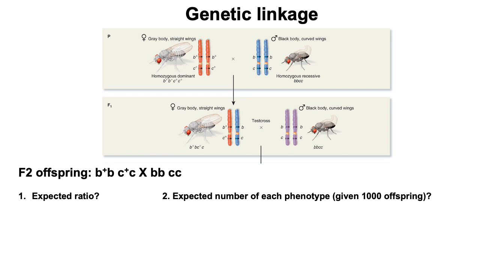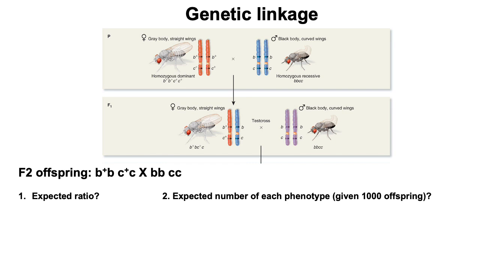So what we're going to do in this case, instead of crossing two heterozygotes, we're going to take our F1, which is heterozygous at both genes, and perform a test cross. So we're going to cross that F1 by a fly that is homozygous recessive at both genes. This is a little bit different, and so the ratio that we expect in our F2 is not going to be the same.